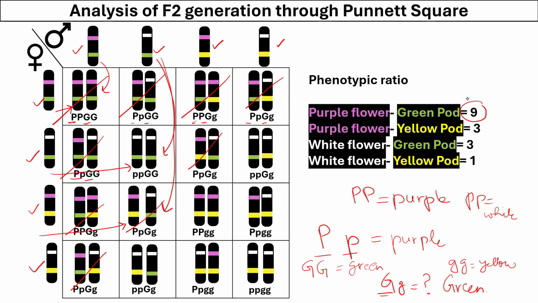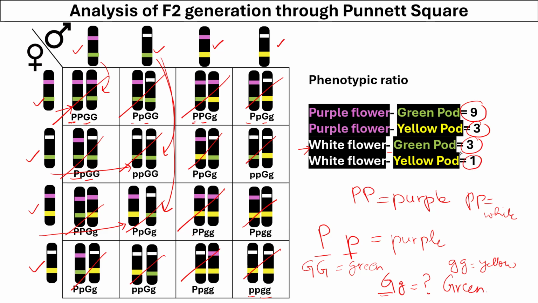Let's look at purple, yellow. So capital P and both small g's. Capital P and both small g's. 1, 2, so 3. Now both small p's and 1 capital G. Both small p's and 1 capital G. 1, 2, 3. So 3 here. And both small p and small g, 1.